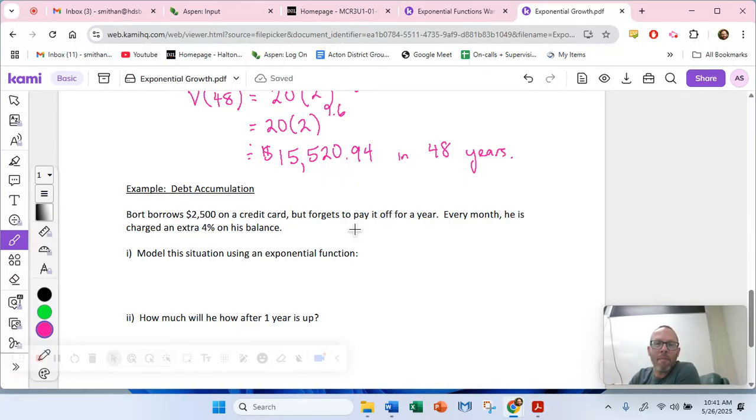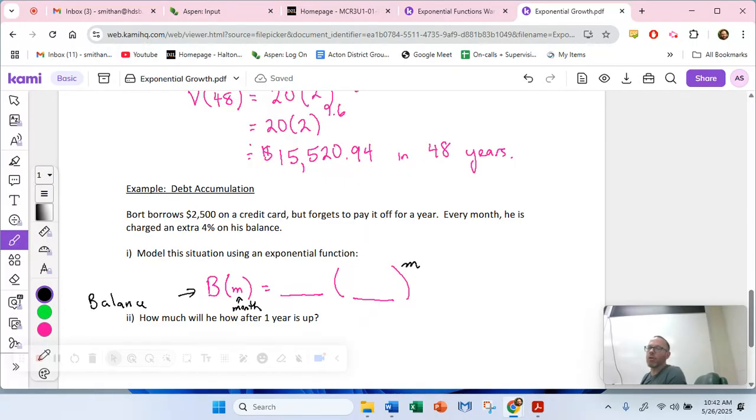So let's create a model for his balance. I'm going to use B for balance, just for fun, and let's use M for month, just to mix things up. Just to emphasize, you can use whatever variables you want. They should just make sense. Balance, and squeeze this in here, month. Can you guys fill in the blanks? I'll have a couple sips of coffee while you do that.